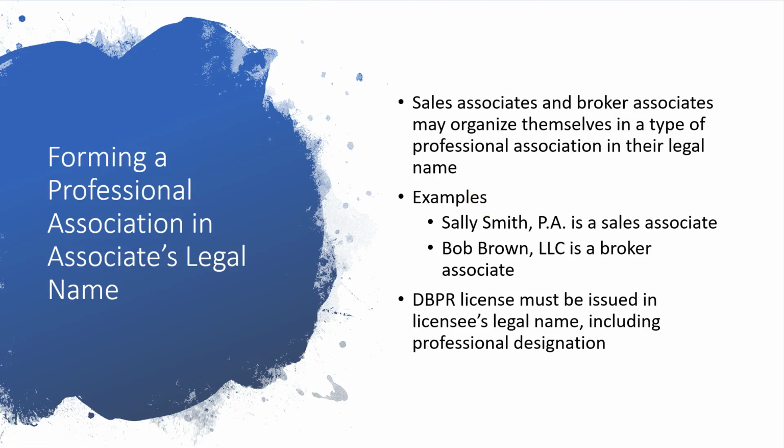And if you're performing as a professional association in an associate's legal name, this is an example of a PA or an LLC. Sales associates and broker associates may organize themselves in a type of professional association in their legal name for tax purposes. Example: Sally Smith PA is a sales associate. Bob Brown LLC is a broker associate. That becomes their official name, and that's what will be on their license, and that's how their checks will be made out. A DBPR license must be issued in the licensee's legal name, including the professional designation.